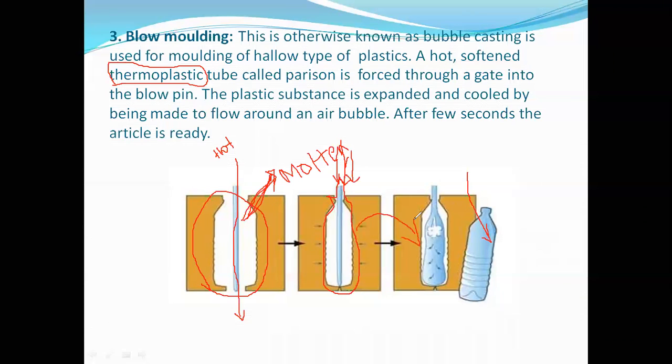The bottle shaped plastic in the molten state, when we decrease the temperature, the molten state comes back to the solid state. The solidified plastic, which is in the bottle shape, is removed with the help of ejector pins.